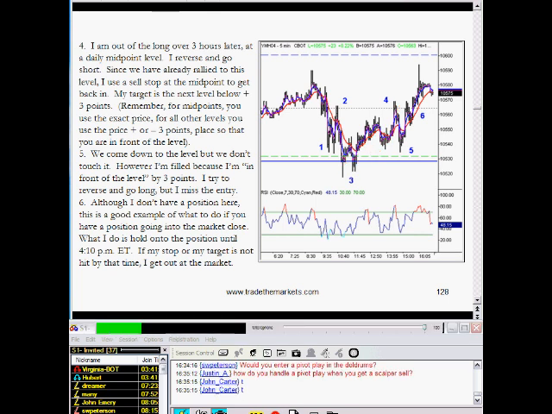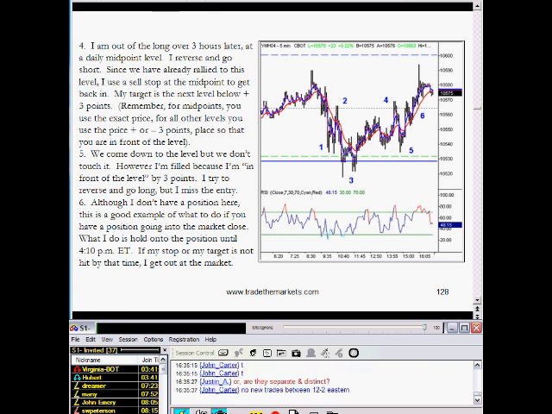One of the rules is no new trades between 12 and 2 Eastern. But it's okay to manage an existing trade. Okay?